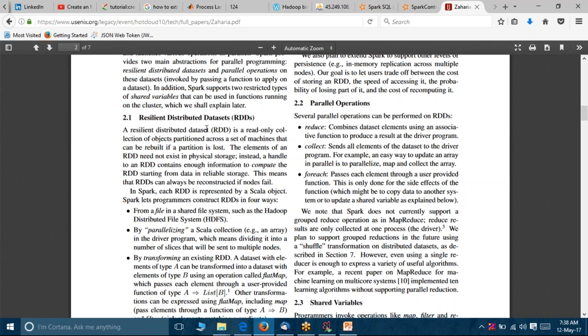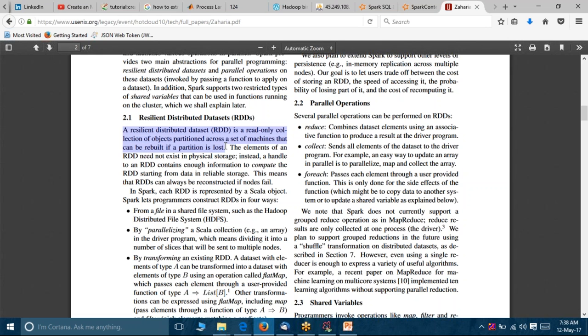And you see this RDD concept: a resilient distributed data set is a read-only collection of objects partitioned across a set of machines that can be rebuilt if a partition is lost. The beauty part: if you are able to read and understand this statement thoroughly, you are done with the RDD concept also.